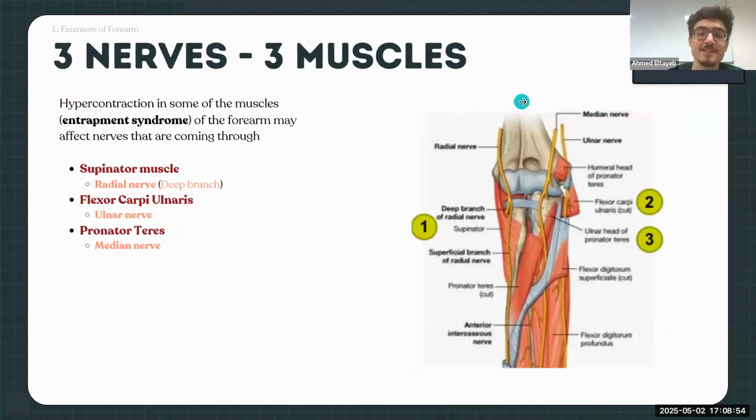This slide is just something that Dr. Olina had, and she was so proud of it. She really liked it. So 3 nerves, 3 muscles. It shows us here and highlights all the entrapment syndromes that could happen.